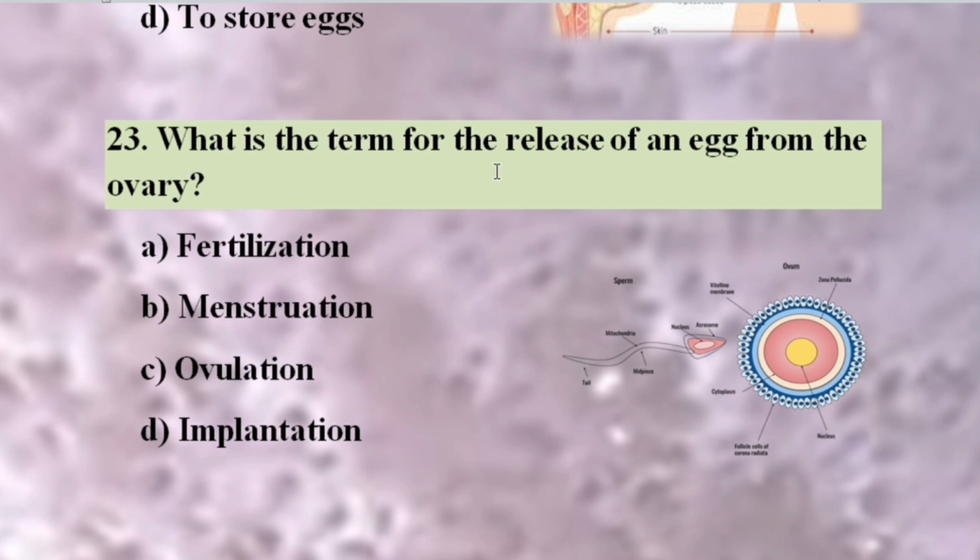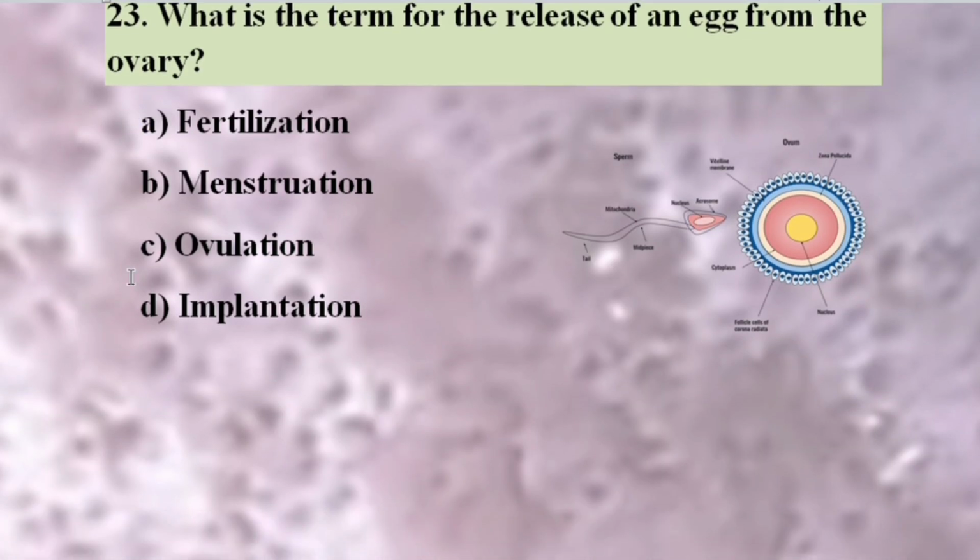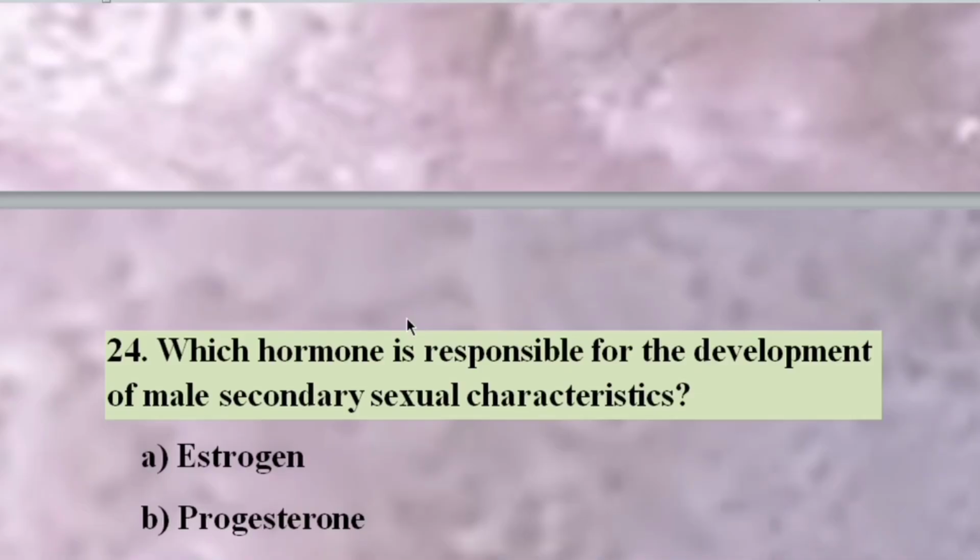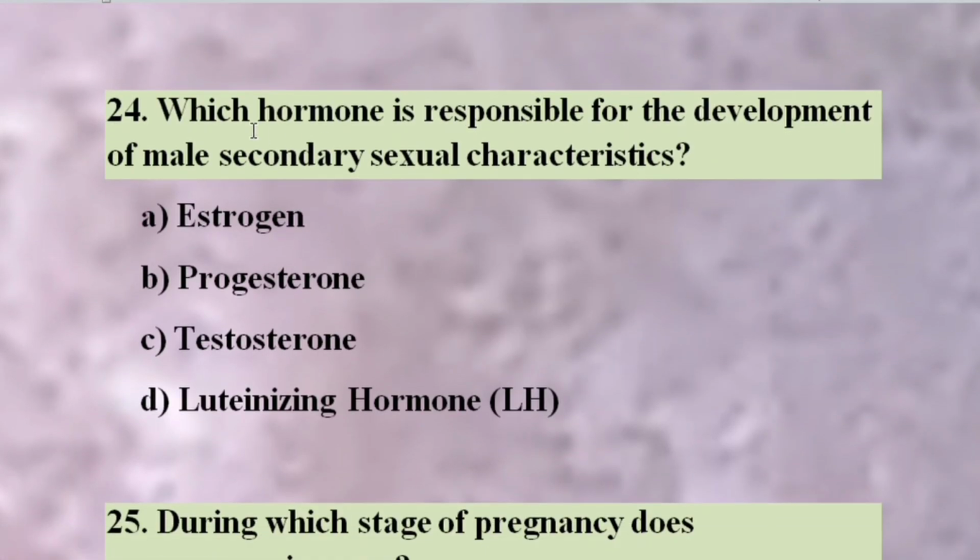What is the term for the release of an egg from the ovary? Alpha, fertilization; beta, menstruation; Charlie, ovulation; delta, implantation. Here the right option is Charlie, ovulation. Which hormone is responsible for the development of male secondary sexual characteristics? Alpha, estrogen; beta, progesterone; Charlie, testosterone; delta, luteinizing hormone. So here the right option is Charlie, testosterone is responsible for the development of male secondary sexual characteristics.